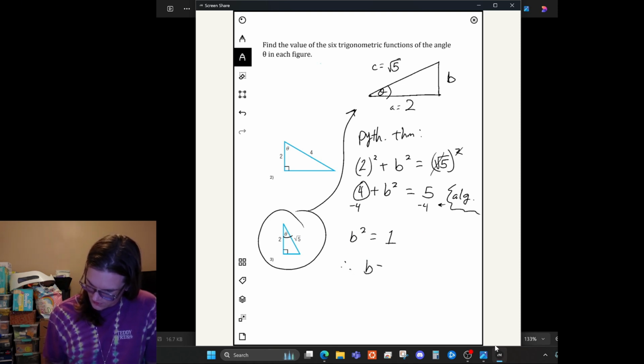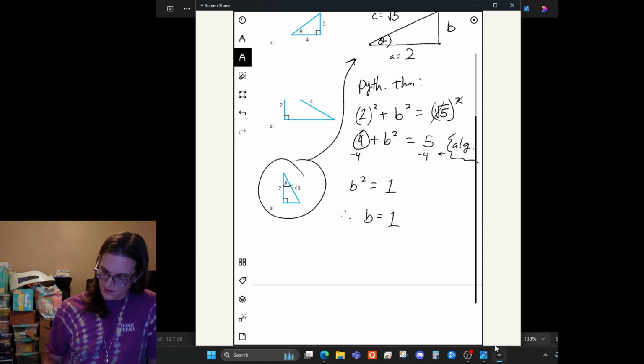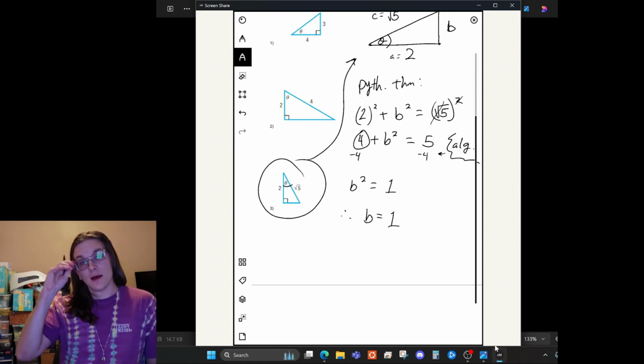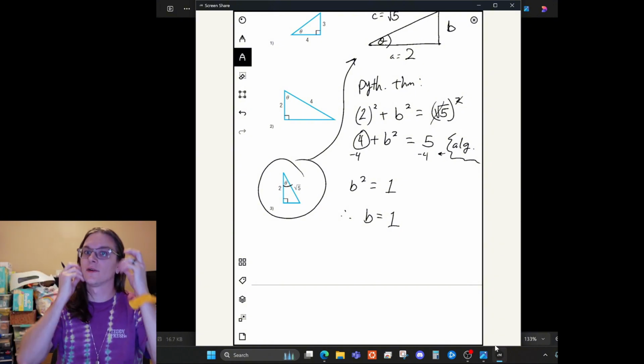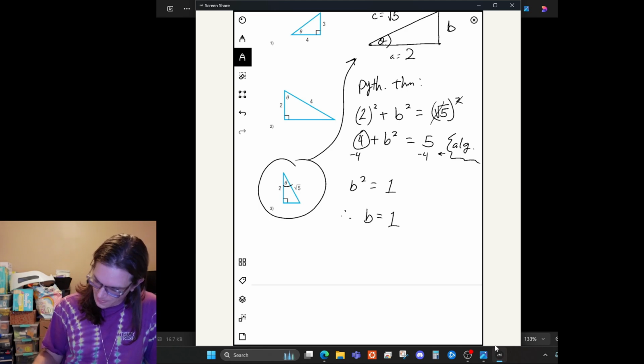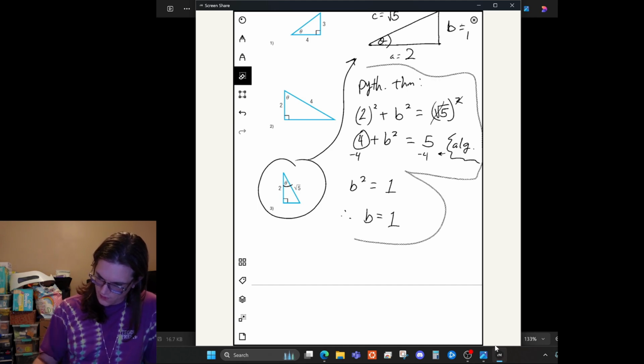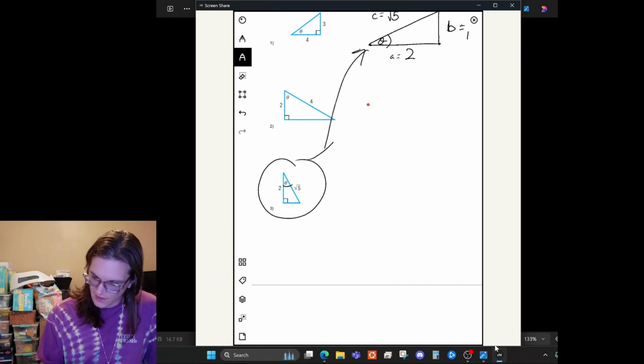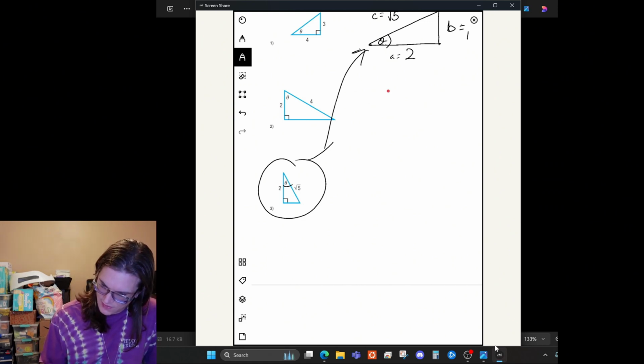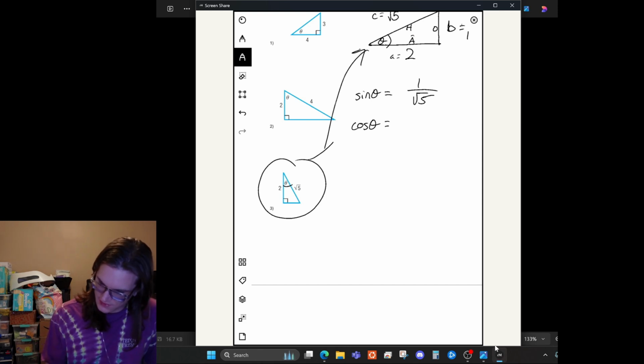Therefore, b is equal to 1. Okay, again, it's plus or minus 1, but it's a triangle. I mean, negative sides on a triangle, you're getting speculative. Okay, so it has to be positive, so now we know our b is 1. Cool. Tracing the Pythagorean theorem, you know it, okay. Now let's just go. So sine is opposite over hypotenuse, 1 over root 5. Cosine is adjacent over hypotenuse, 2 over root 5. Tangent is opposite over adjacent, so 1 over 2.